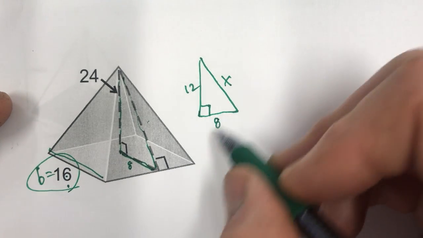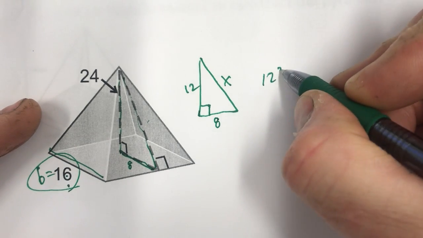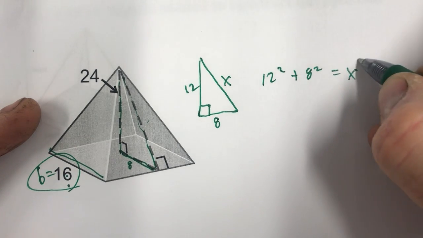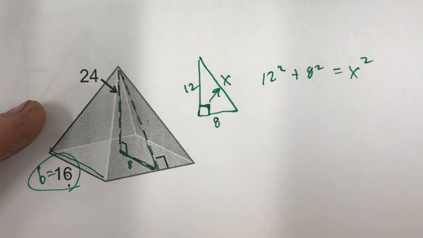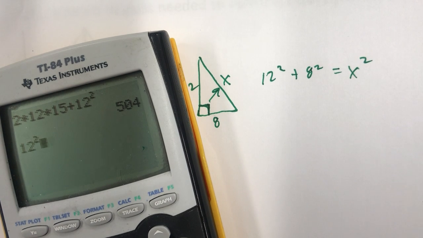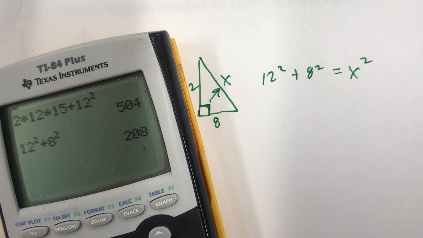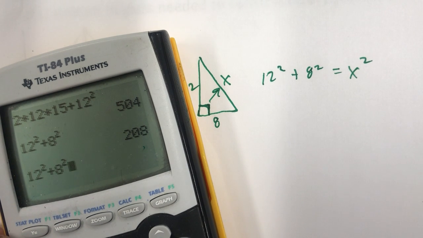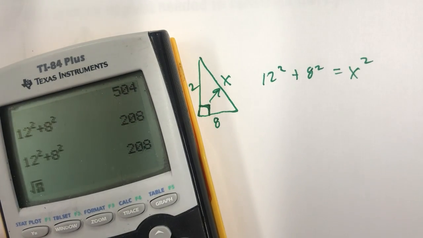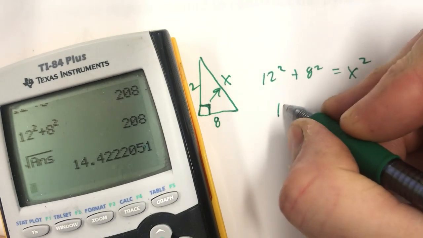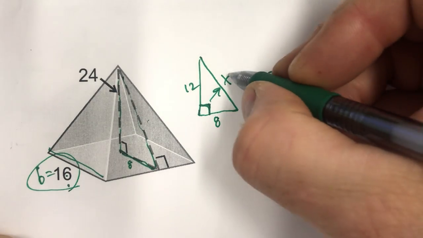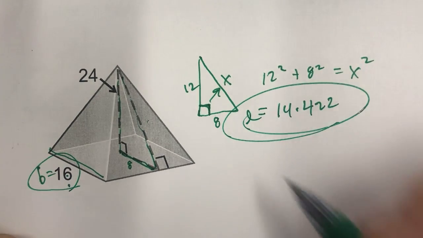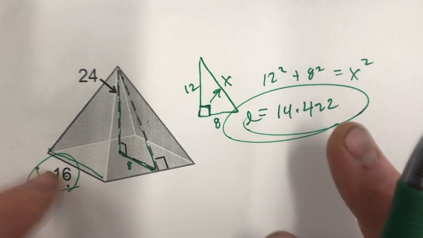Okay, and so I can use the Pythagorean Theorem. 12 squared plus 8 squared equals x squared. Remember now, your hypotenuse has to be the c. So if I do 12 squared plus 8 squared, and then do the square root of that answer. Uh-oh, made a mistake. The square root of that answer: 14.422, I'll just say. Okay. So this is my L. That's my slant height. So now I can take these two numbers and put them in the formula.